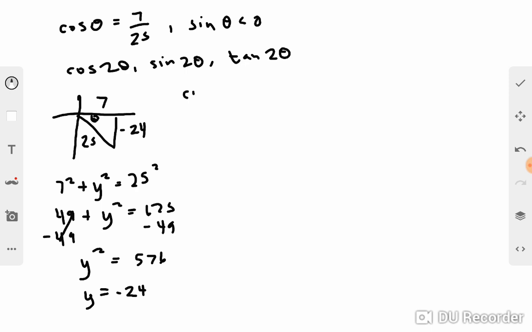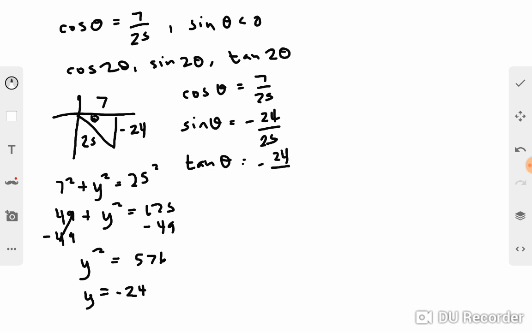Okay, so we're given that cosine is 7 over 25. We found one way or another that sine is equal to negative 24 over 25. And then you can do tangent as sine over cosine, or you can read it off your triangle. We're going to have negative 24 over 7. Okay, so either the Pythagorean theorem or using a triangle.